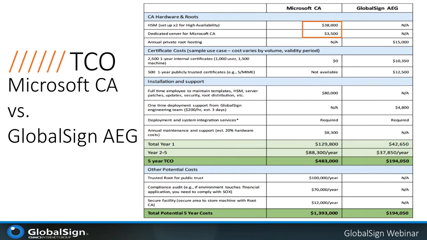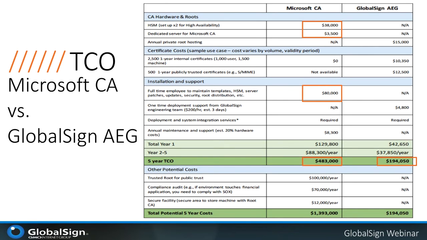Now let's look at some major differences. The first is the hardware costs. Running your own in-house CA will require more infrastructure than you will need for a cloud-based solution. HSMs are very expensive, so you have to add those costs. If you add high availability, that adds the cost twice. And also the full-time employee costs for running your own CA, which is estimated to be around $80,000 per year. If you hire an outside consultant, it gets very expensive there again.